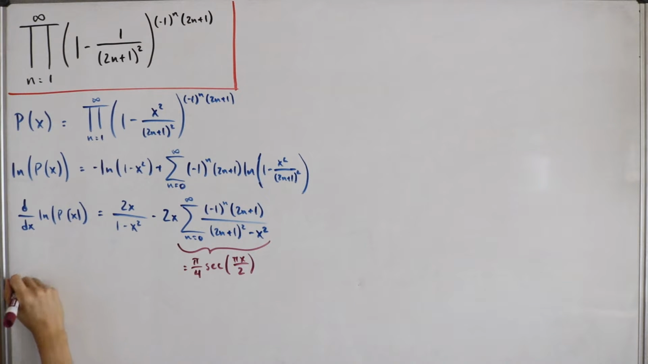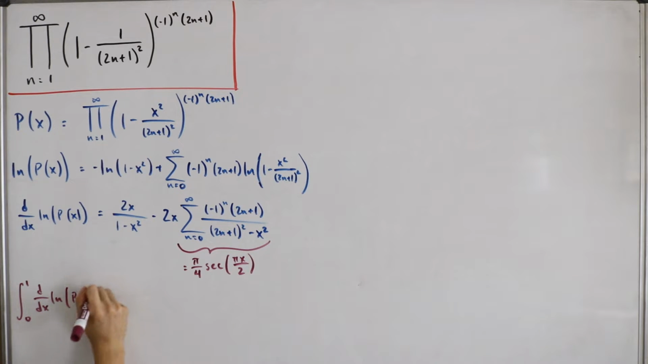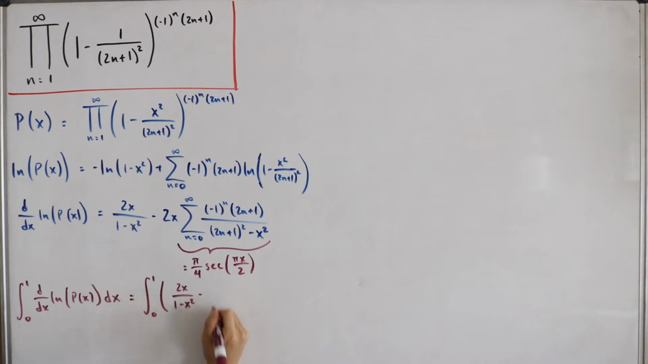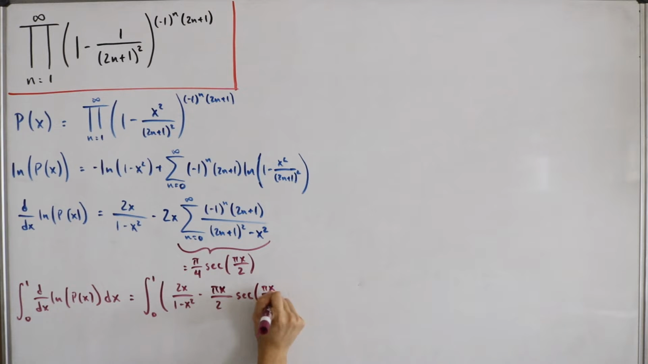Let's integrate both sides from 0 to 1. So the integral from 0 to 1, and we still have d over dx of the natural log of p of x, then of course dx. On the other side, inside everything is 2x divided by 1 minus x squared, minus, multiplying all this back, 2x times this entire thing, so pi times x divided by 2 multiplied by secant of pi times x divided by 2, and then close it off with dx.